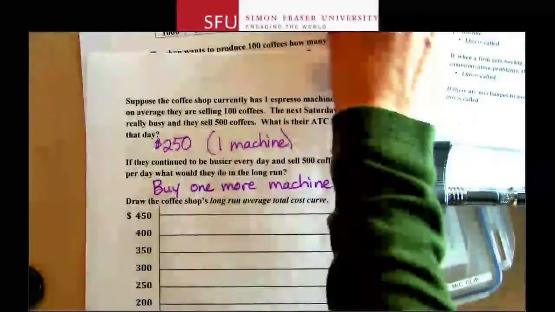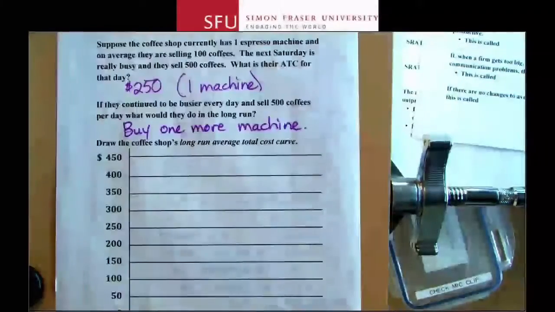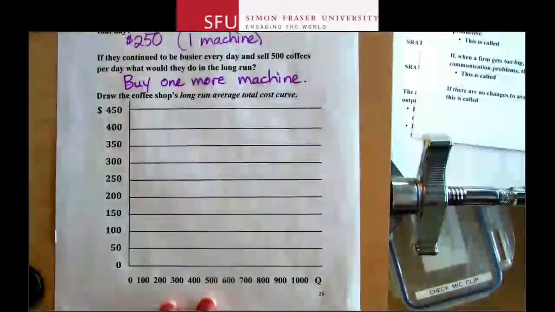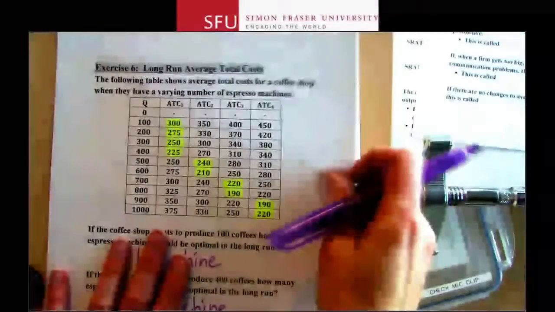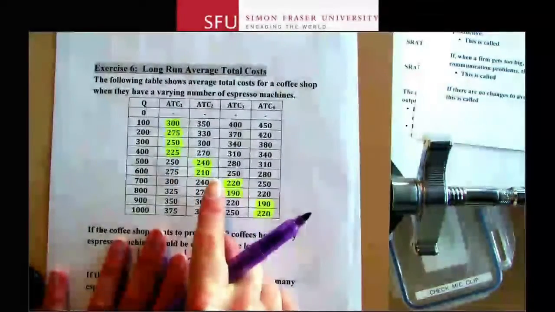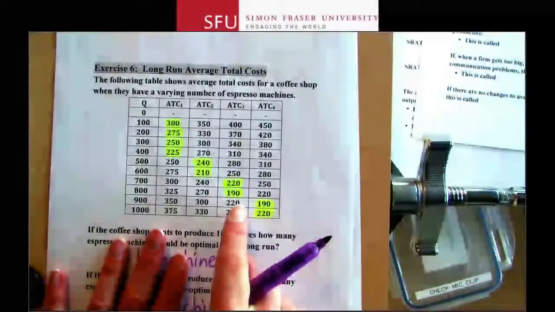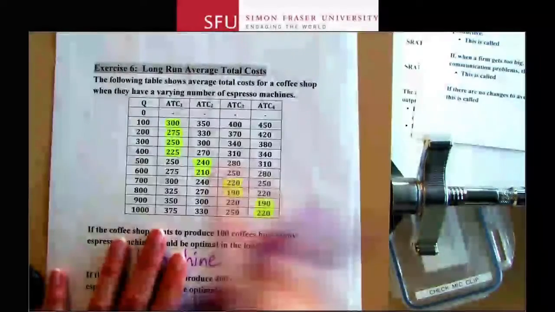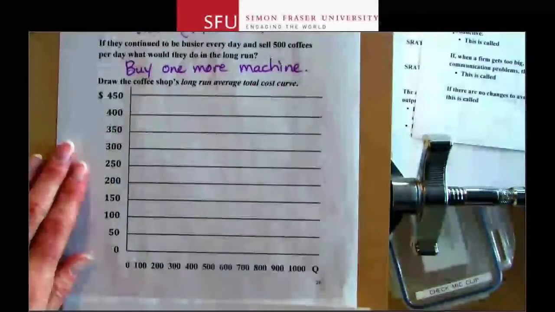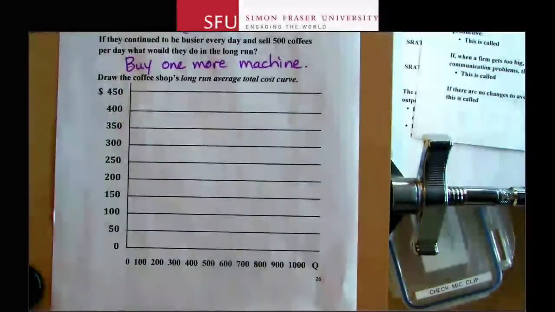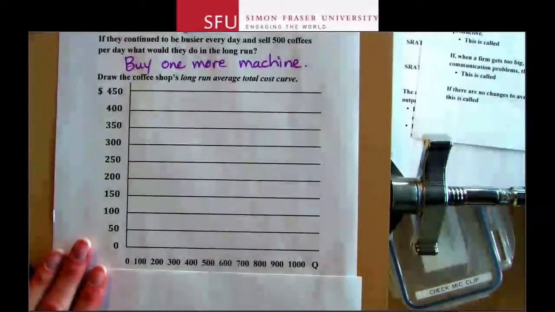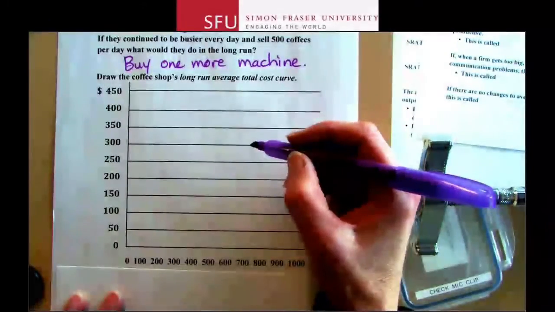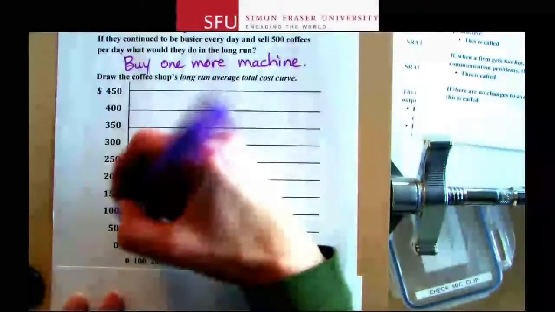Okay, draw the coffee shop's long-run average total cost curve. So, drawing the long-run average total cost curve is plotting just the yellow numbers, right? Just the lowest possible numbers at each level of output. So just the yellow numbers. All right, now it's not going to be a straight line. It'll be a bit crooked. We'll do our best. Okay, so at a quantity of 100, average cost is 300.